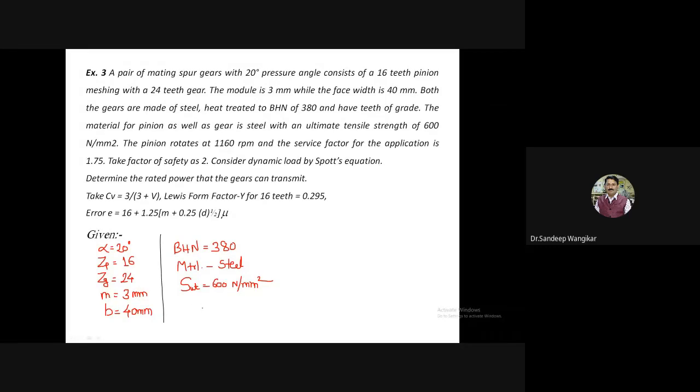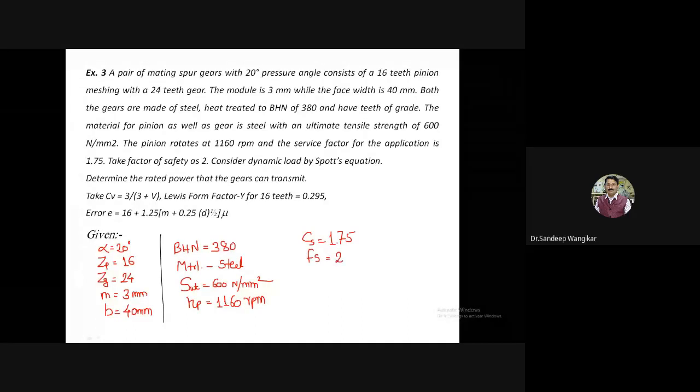The pinion rotates at 1160 rpm. NP is equal to 1160 rpm. Then next, service factor for this case is given. CS is equal to 1.75. FS, factor of safety, is given as 2.